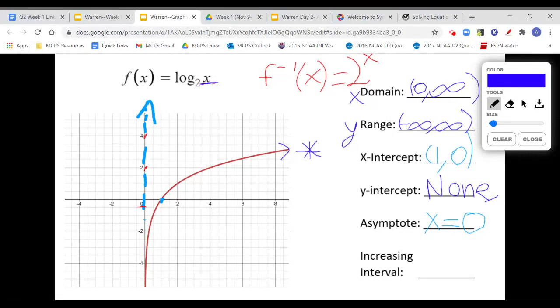Right. And the last thing here is increasing interval. I don't have increasing and decreasing listed because I'm just giving you the fact that this is an increasing function. But remember, the way you know if something is increasing or decreasing is basically trace that function starting from the left to the right, just like we read. And if my pencil is going up, which it is, that tells me it's an increasing function.